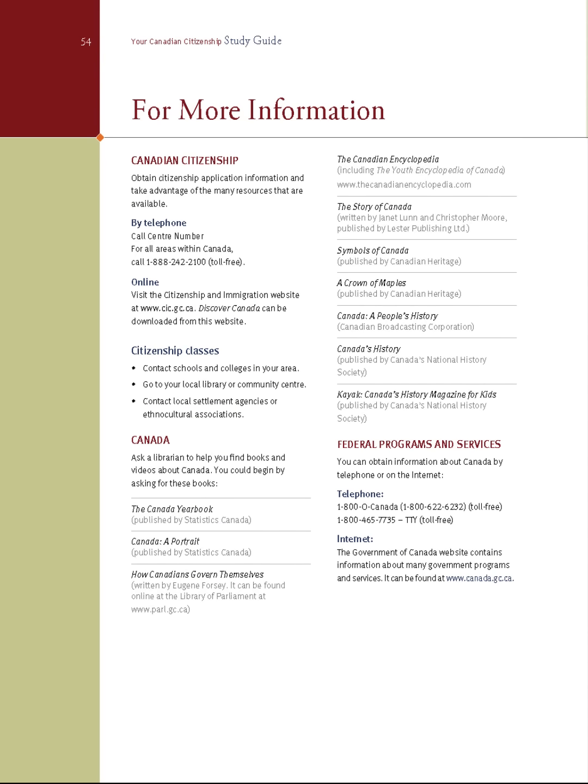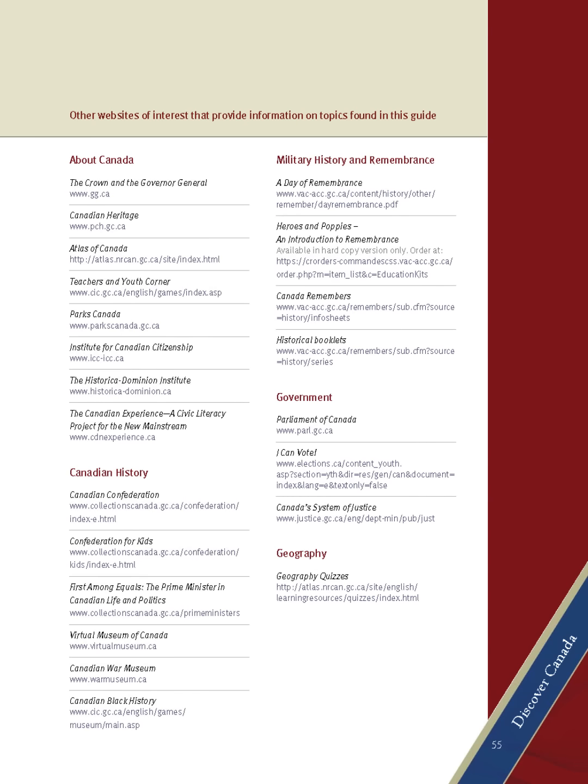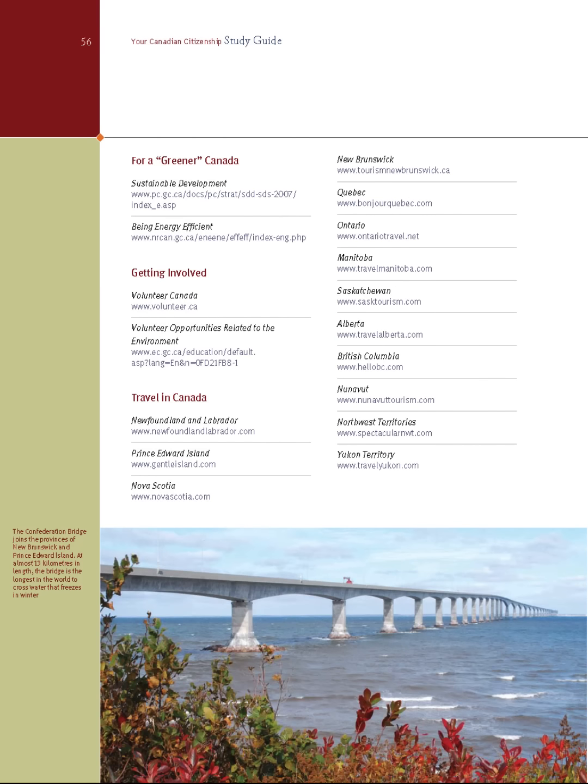Page 54. For more information on Canadian citizenship, Canada, and federal programs and services, please refer to this page. Page 55. Other websites of interest that provide information on topics found in this guide. Page 56. Other websites of interest, continued.